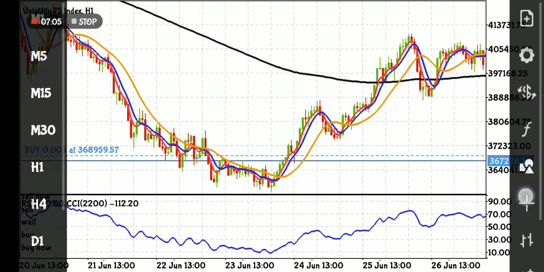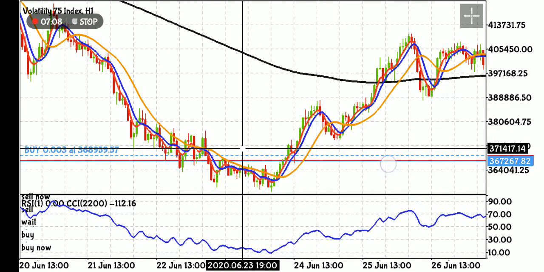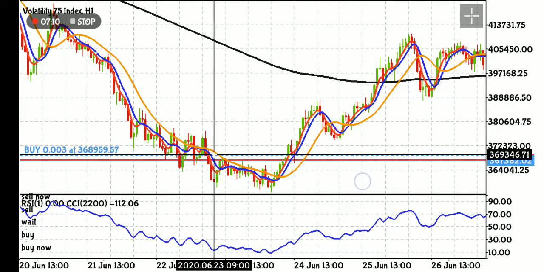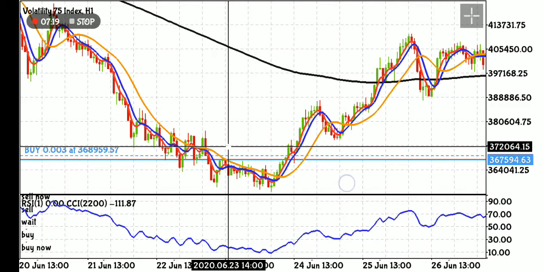You can see we have a similar thing here. Now be careful. You can see that the CCI almost touched 10, but it didn't. If it does not touch, you don't place the trade.